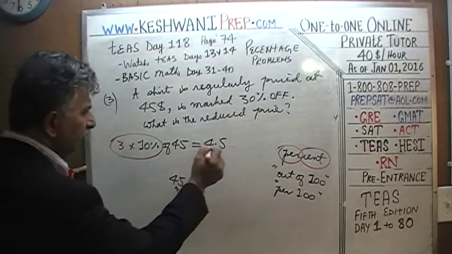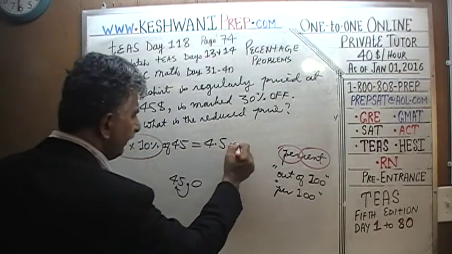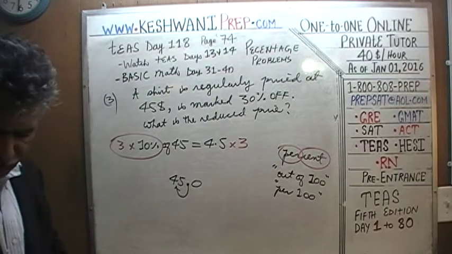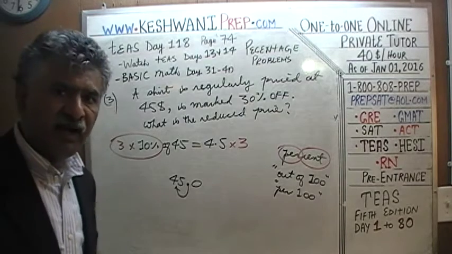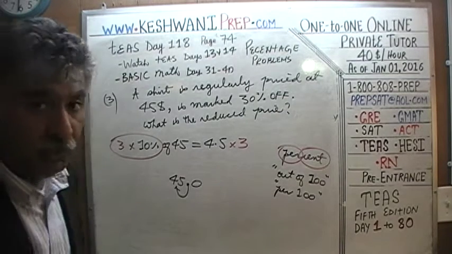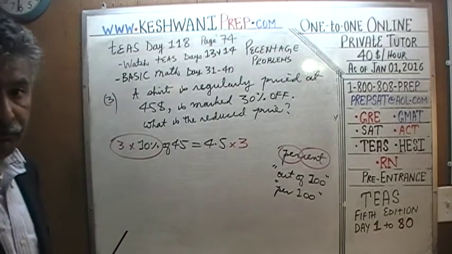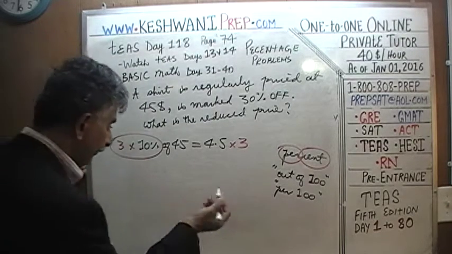10 times 3 is 30%. Since we're multiplying this side by 3, we must multiply that side by 3. Now we just have to figure out what 4.5 times 3 is. Do you know what 4.5 times 3 is? What the hell do I know? Don't look at me. Let's find out, shall we?